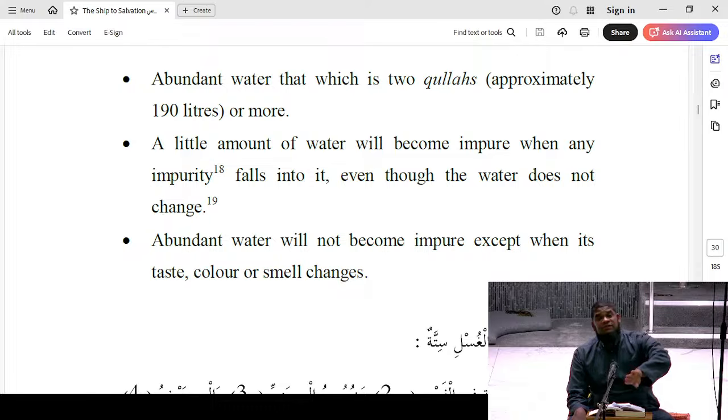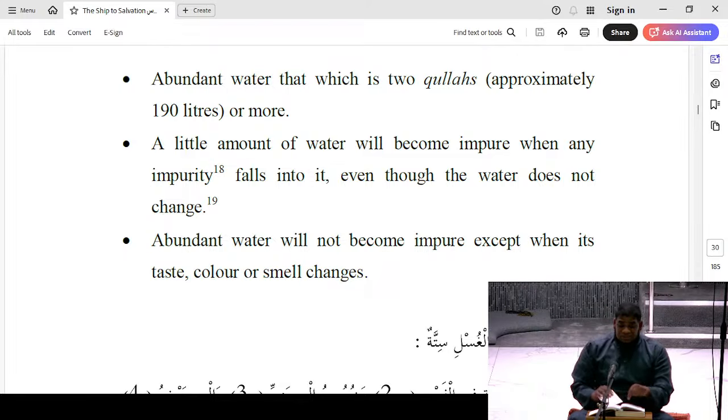Okay? Now, if the water is more than 200 liters, we call this ma'un kathir. If the water is more than 200 liters, najasa falls into it, and the color does not change, the taste does not change, the smell does not change, this water, you can make wudu and ghusl with this water. Is it clear? However, if this water's color changed, the smell changed, and the taste changed, then this water, we cannot use this water to make wudu and ghusl. So the difference between ma'un qalil and ma'un kathir is, one is less than 200, whether the color does not change, but you know najasa fell in it, you cannot use it. But if it's more than 200 and you cannot see that the color changed, then you can use it.